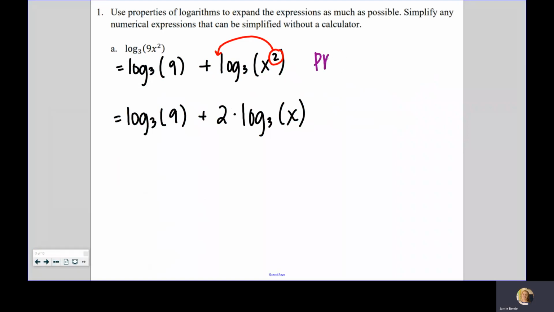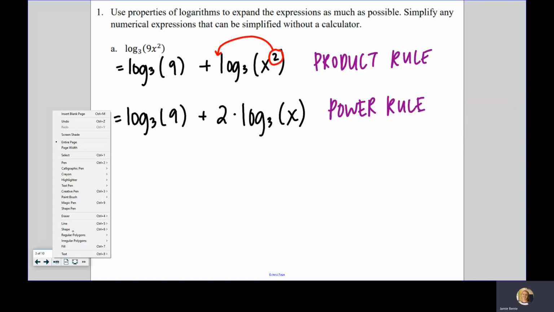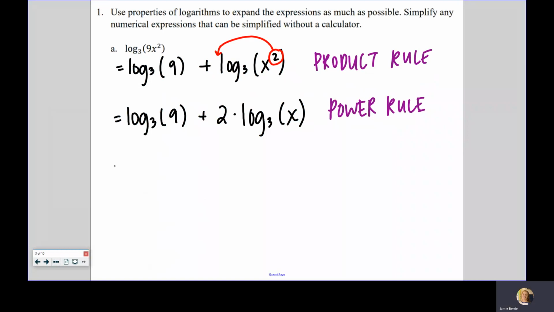All right, so just want to make note of what we did here. On the first one, we used the product rule. And then we used the power rule to bring that exponent out in front of its logarithm. All right, and the last thing I'm going to do is work on this term here, log base 3 of 9. I know that I can rewrite 9 as 3 squared. Everything else is going to stay the same.